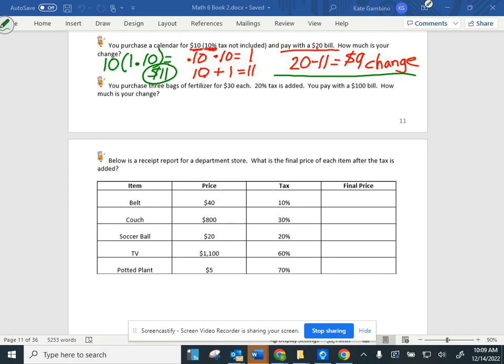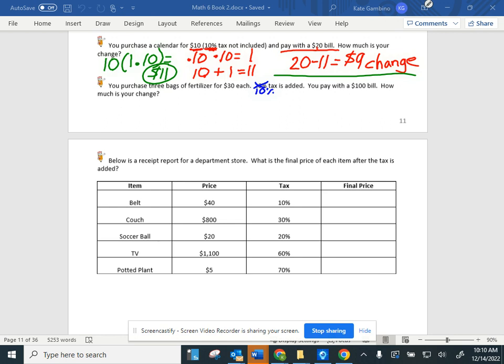Now, on our next problem, we are going to change our tax. We are not being charged 20% tax. We're going to be charged 10% tax. And as we work through this problem, when we get to the end, I want to see if anybody can figure out why I changed the tax. So how do I set this up?